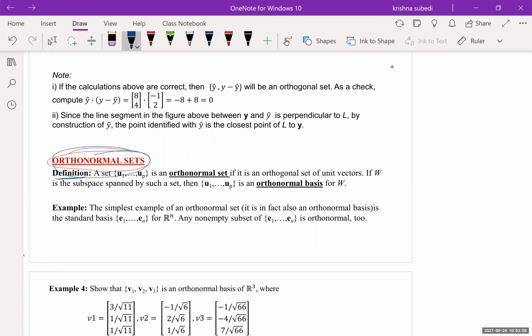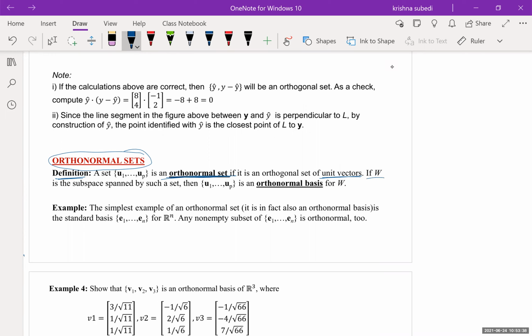A set, guys, listen very carefully for the next few minutes, okay? It's very simple if you understand, otherwise it will look really complicated if you don't pay attention. A set U sub 1 all the way up to U sub p is an orthonormal set if it is an orthogonal set of unit vectors. Let me repeat that. Orthonormal set means it is an orthogonal set of unit vectors.